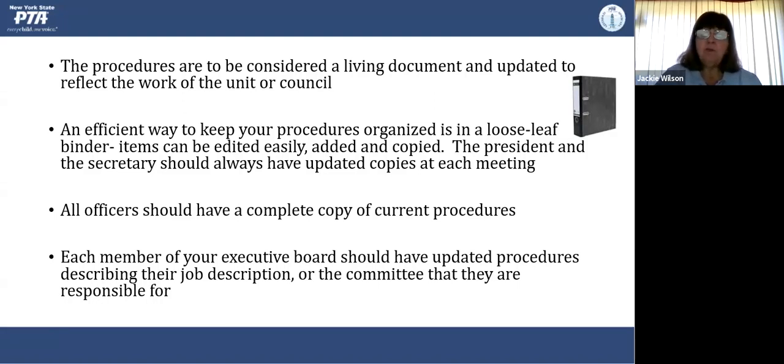And again, because we can do this electronically, we're not making hundreds and hundreds of copies. That is an efficient way to give it to all your executive board members. Or you could choose to just give them part of their procedures that refers to their job, their role, or their committee.